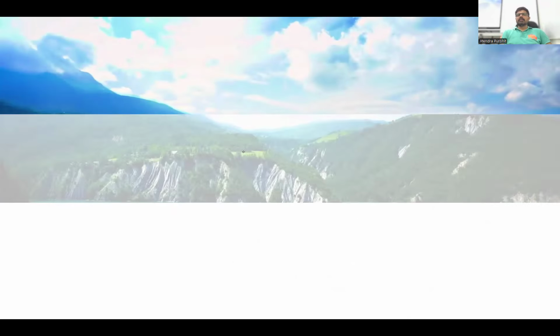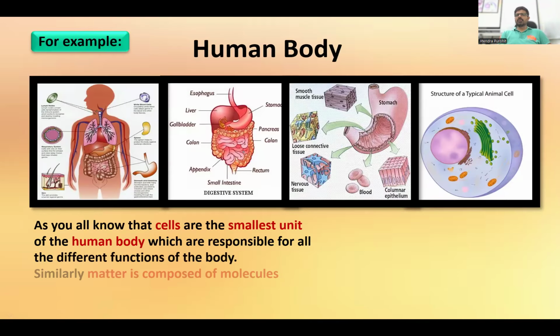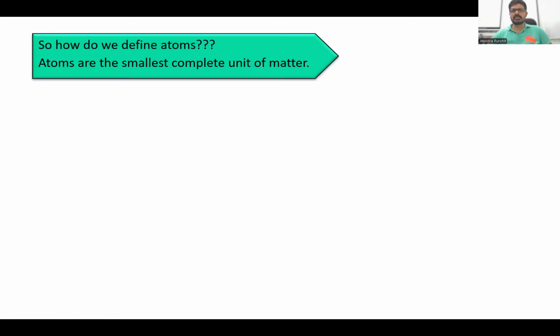Atom. Now, look, beta. We are going to study about how the human body is made up of the smallest part, and that is the cell. Similarly, any element is made of the smallest part, and that is your atom.